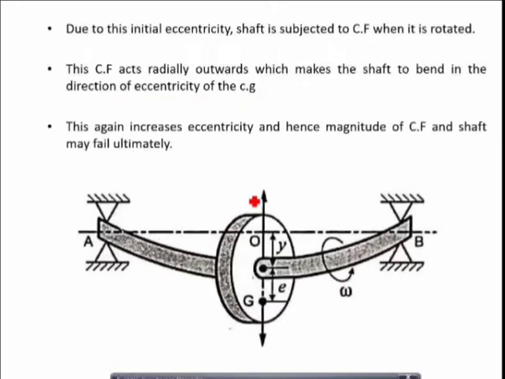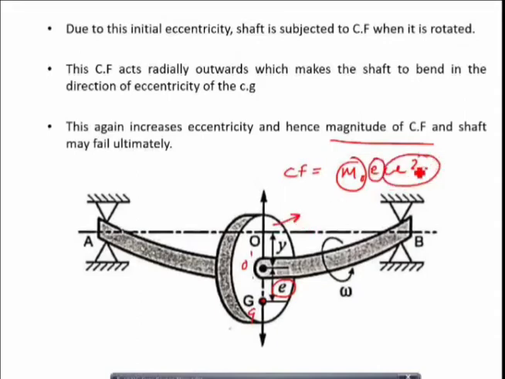Now what happens because of the centrifugal force or unbalanced force? Again, there is an increase in the eccentricity. What is eccentricity? Eccentricity is the distance between this point O1, the geometric center of the rotor, and the CG of the rotor. So this distance E increases, and ultimately the magnitude of centrifugal force also increases, because the centrifugal force or unbalanced force is given by m0 into E into omega square, where m0 is the unbalanced mass, that is the mass of the rotor, E is the eccentric distance or eccentricity, and omega is the speed of the shaft at which it rotates, or the speed of the rotor.